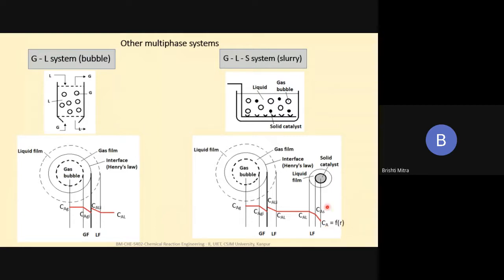So here there are several other mass transfer resistances involved, apart from the gas film: the liquid film out here, then the liquid film around the catalyst, and there's a concentration gradient inside my catalyst. All of these mass transfer resistances are going to influence the rate of your reaction, which will ultimately have an effect on your reactor design.